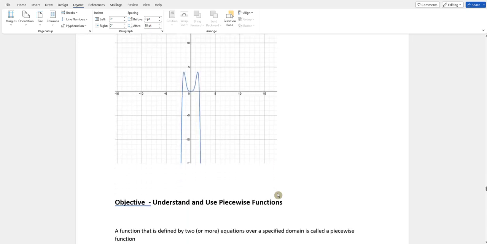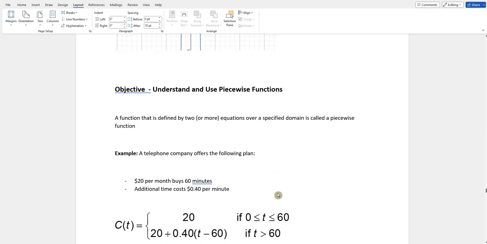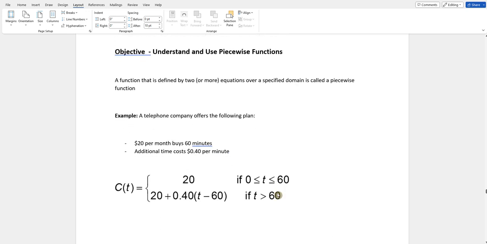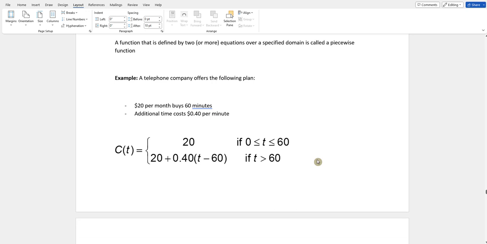Next, we're going to talk about piecewise functions. A function that is defined by two or more equations over a specified domain is called a piecewise function. So in this example, we have a telephone company that offers the following plan. It's $20 per month, and that buys you 60 minutes. Additional time will cost you 40 cents per minute. So this is the function.